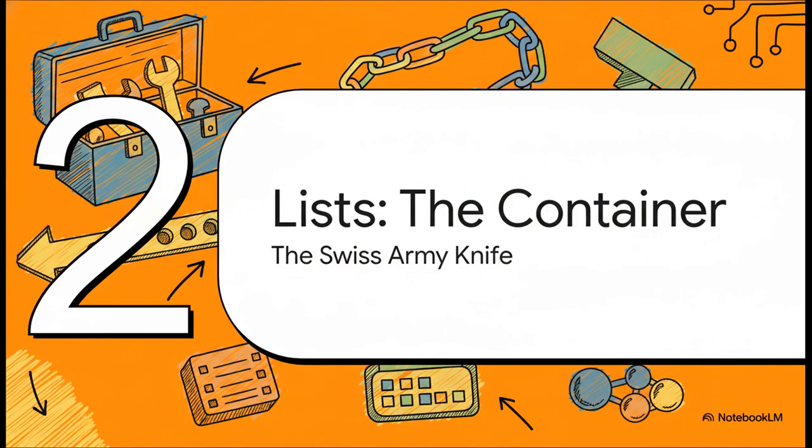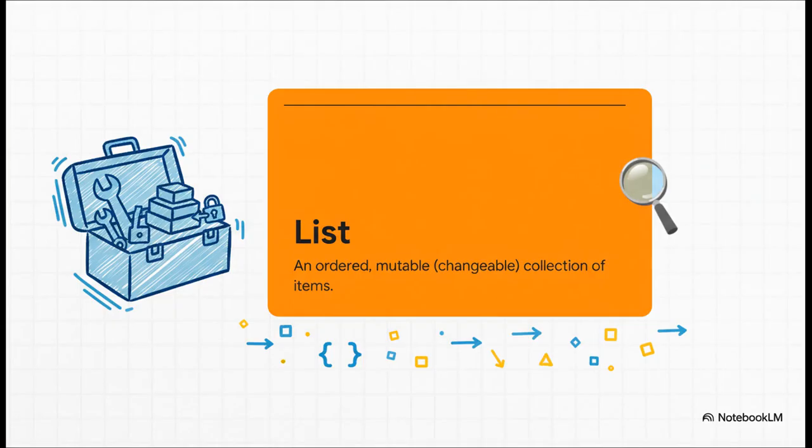First up is the list. And seriously, if you could only have one tool, this might be it. It's just incredibly versatile, it's flexible, and you will find yourself reaching for it all the time. It really is the Swiss Army knife in your Python toolbox. The 2 key words to remember here are ordered and mutable. Ordered just means that the items stay in the exact sequence you put them in. And mutable? Well, that's just a fancy way of saying you can change the list after you've made it. You can add stuff, remove stuff, or swap items around.